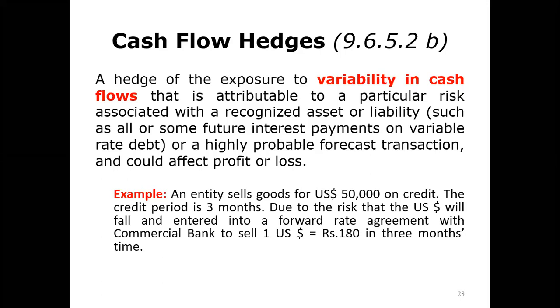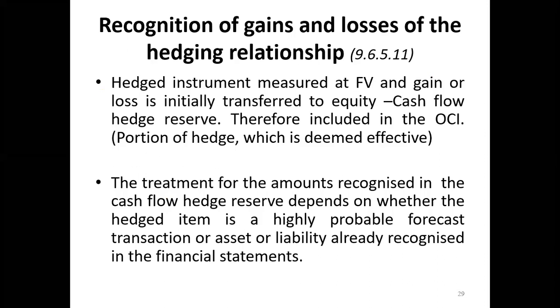If it is a cash flow hedge, then the exposure is the variability in the cash flow, right? That is attributable to a particular risk associated with the recognized asset or liability. How did we account for it? The hedge instrument is measured at fair value, and gains or losses are initially transferred to equity, to the cash flow hedge reserve, therefore included in the OCI.